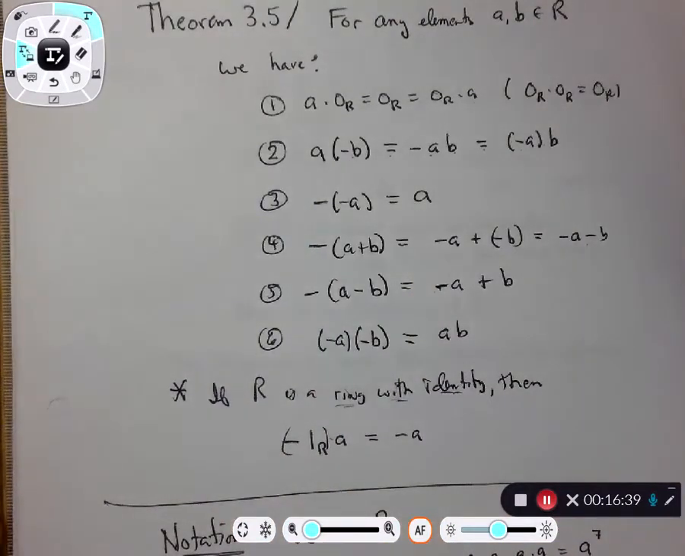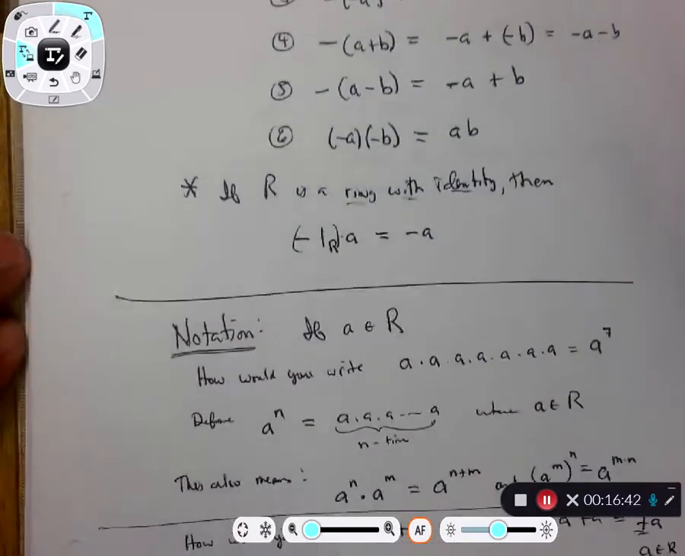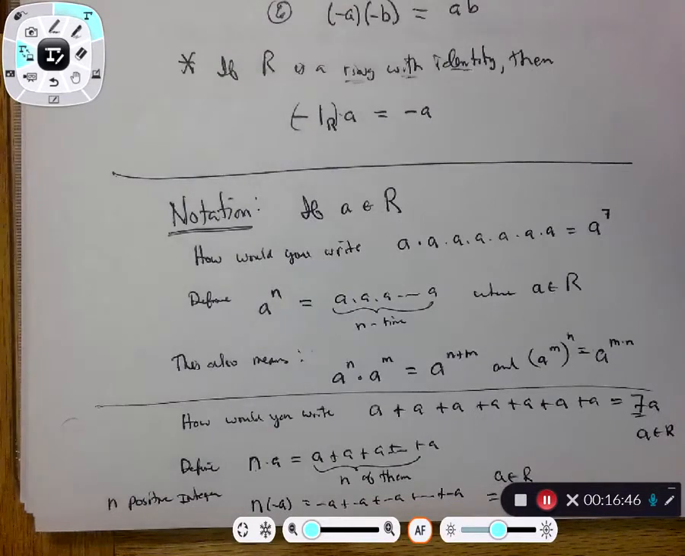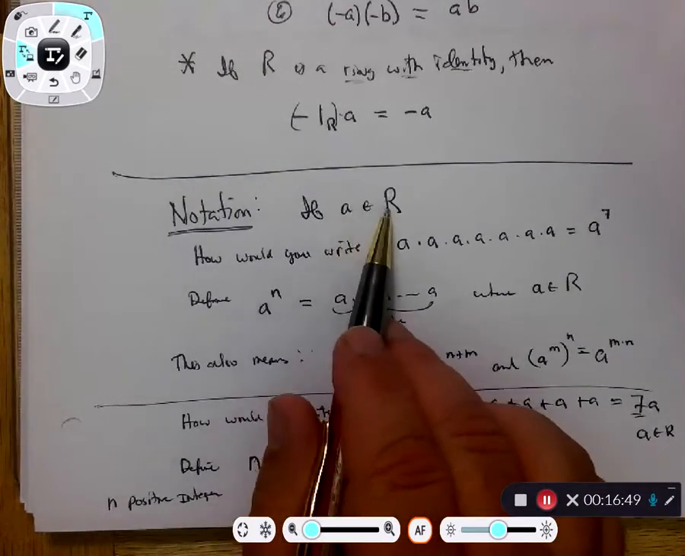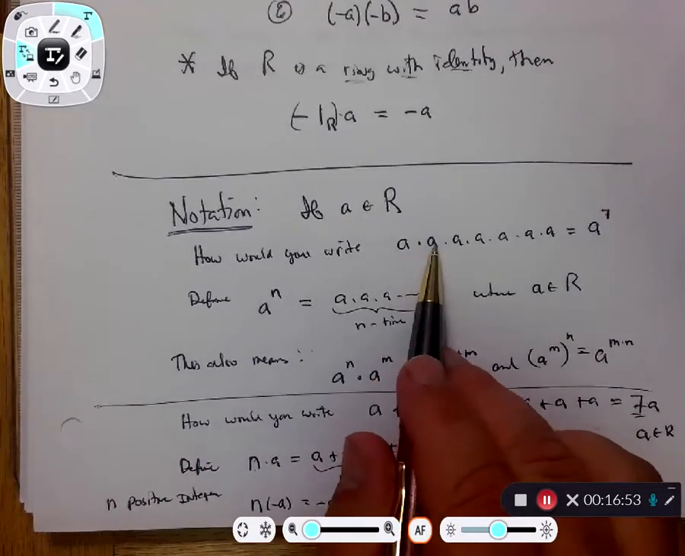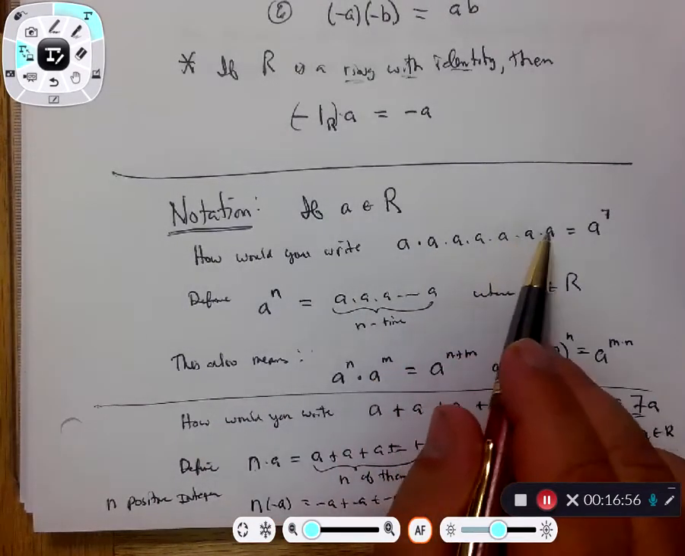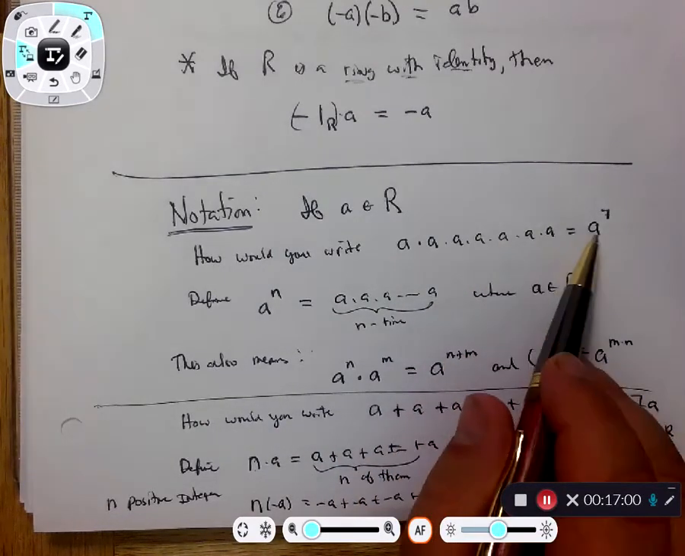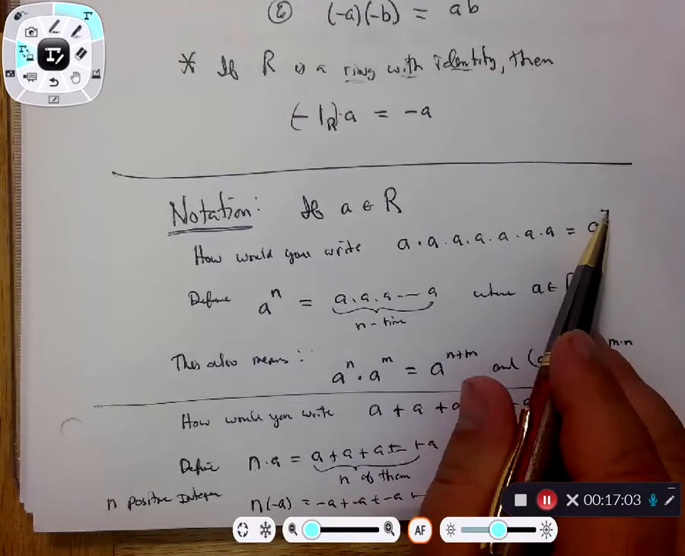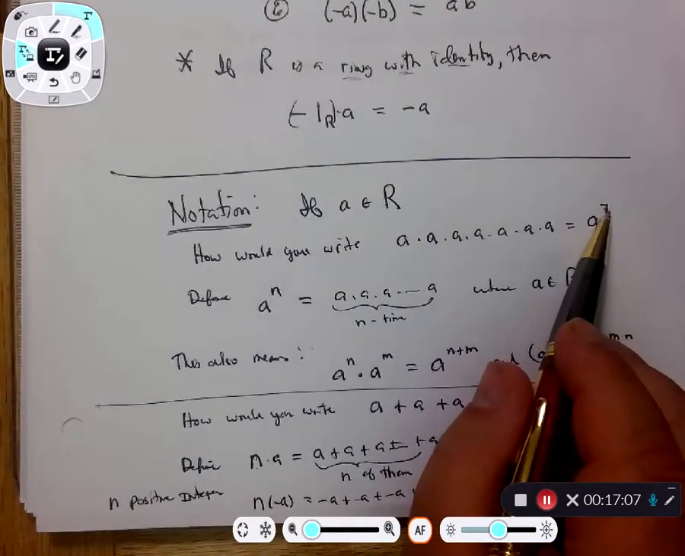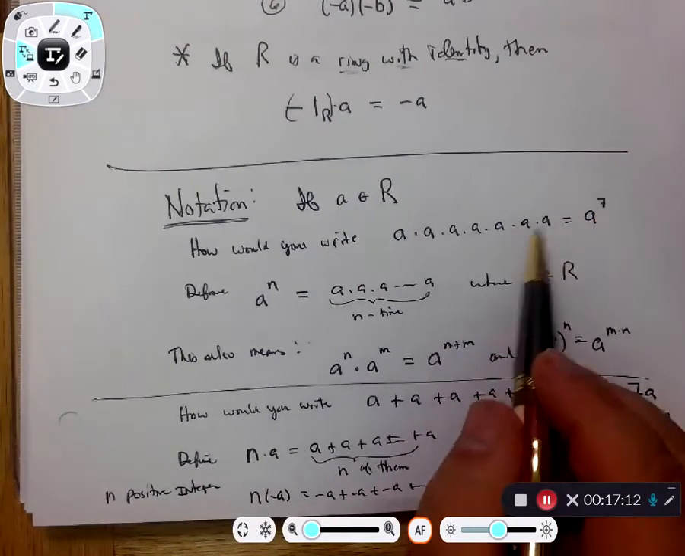Again, with this ring structure, we have other notations that we want to talk about. And there are 2 sets of those. The notation is, if A is an element of R, how would we write A times A times A times A times A times A times A? There are 1, 2, 3, 4, 5, 6, 7 of these. We typically would write this as A to the 7th. Well, in ring structure, it's the same thing. The problem is that power. That power is not an element of the ring. That power is just how many elements you have multiplied together.